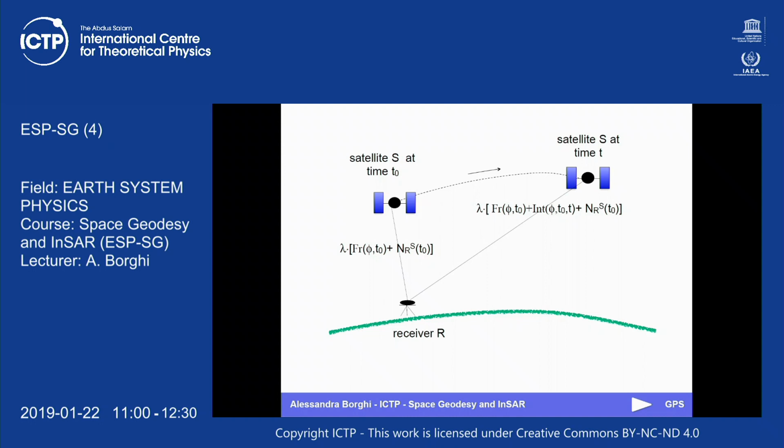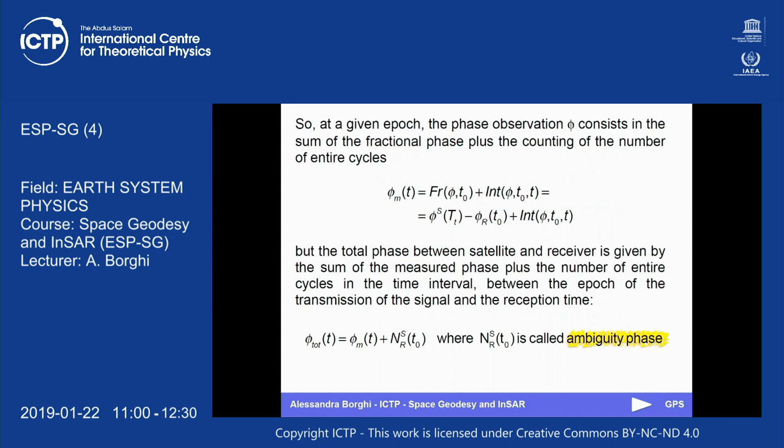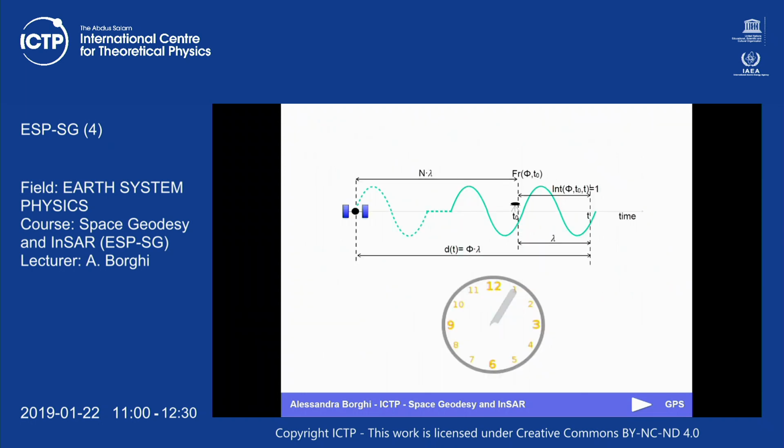So at the moment we have this problem. In this measure that gives us the distance, we don't know this quantity, the integer number of cycles. That is called phase ambiguity. So we have the fractional part, we start to count the integer, but the total phase is given by this measured phase plus the ambiguity phase, that we don't know. It's like when you don't know this part, the dashed part.